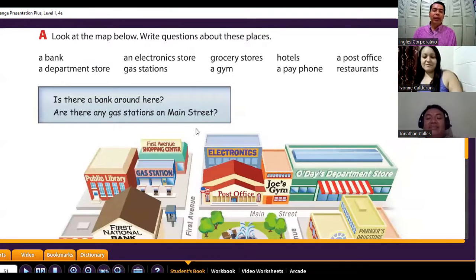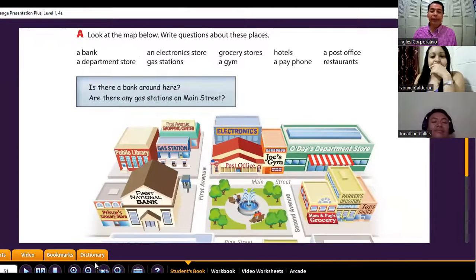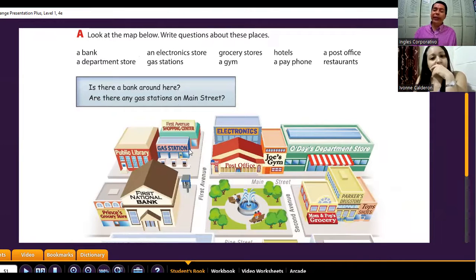Okay, look at the map below, right? Voy a hacer un poco más pequeño aquí el mapa. Okay. And it says, write questions about the places. For example, is there a bank around here? Is there a department store around here? Is there a gas station in here or around here? Oh, you can say in plural, right? Are there any gas stations on Main Street? Are there any gyms? Any department stores?